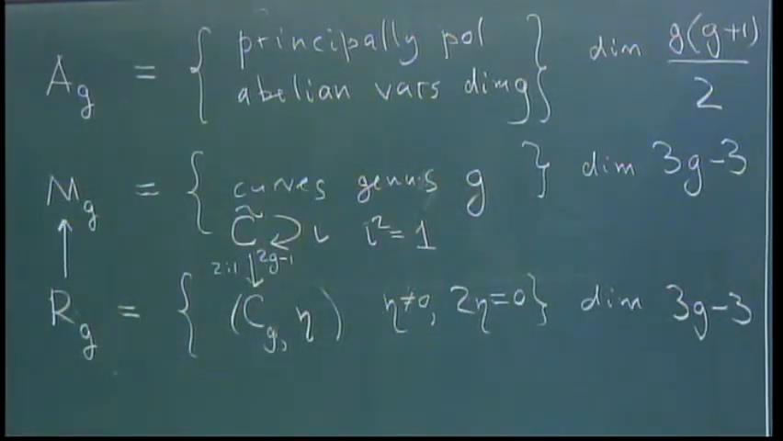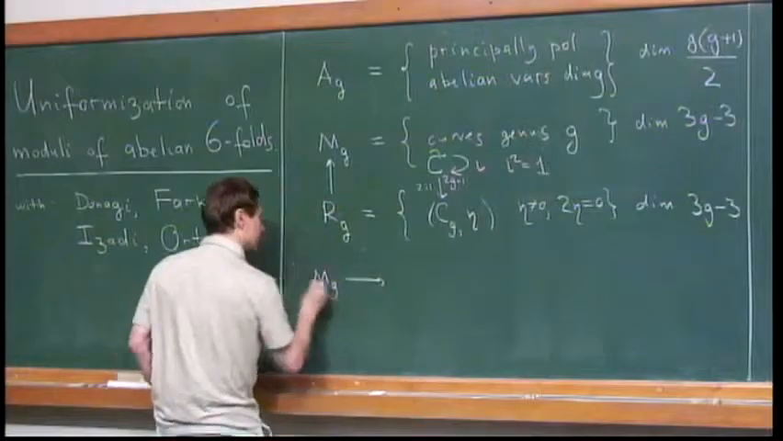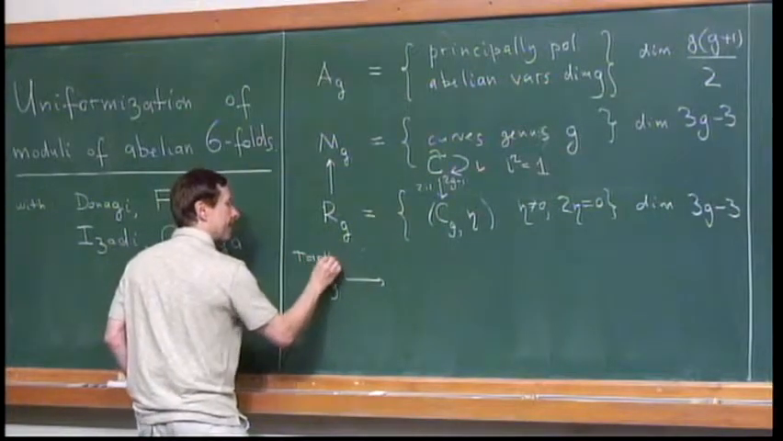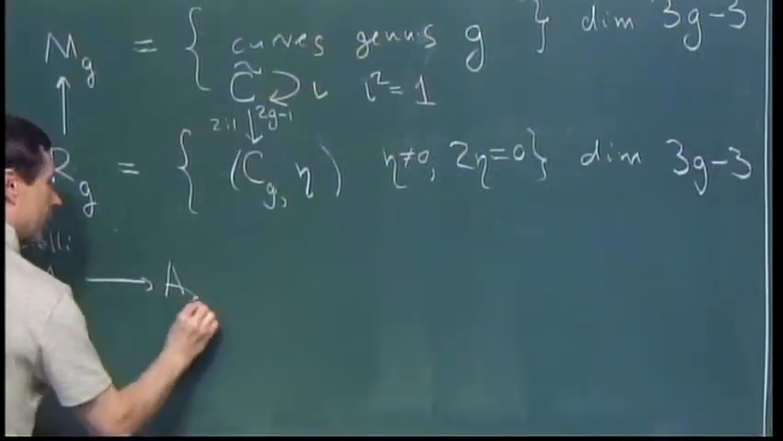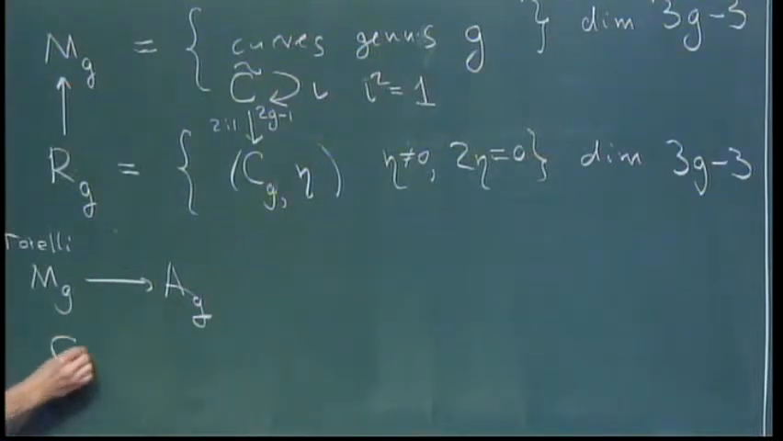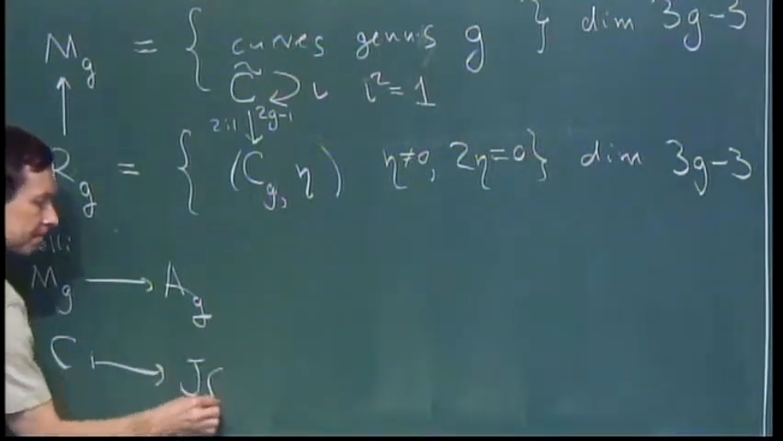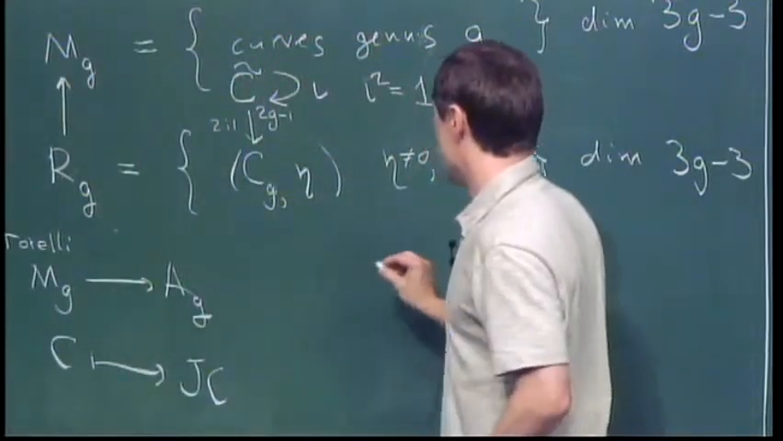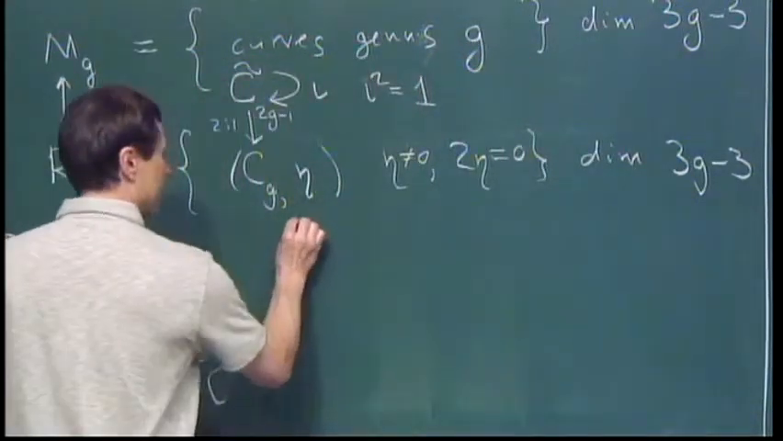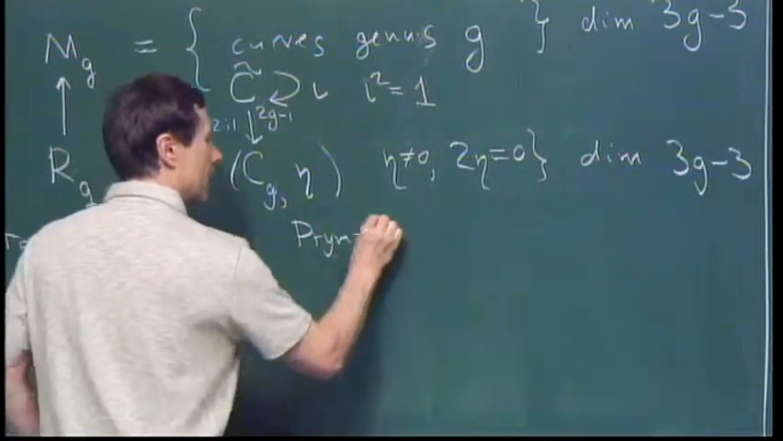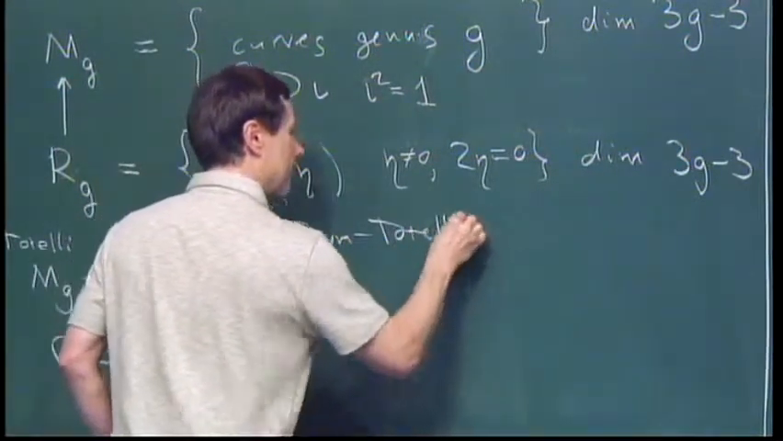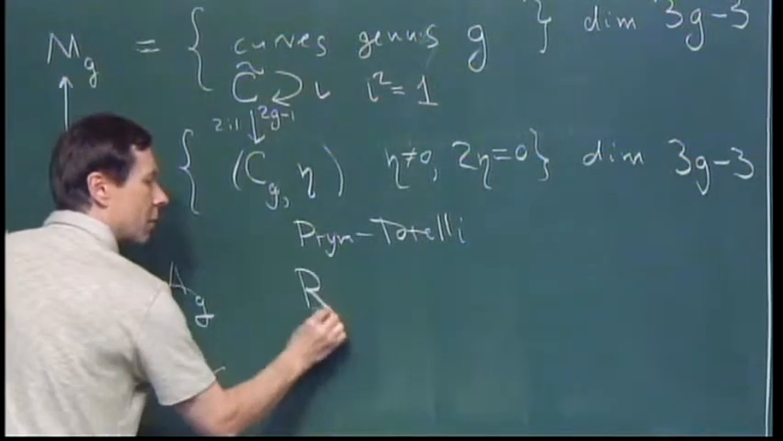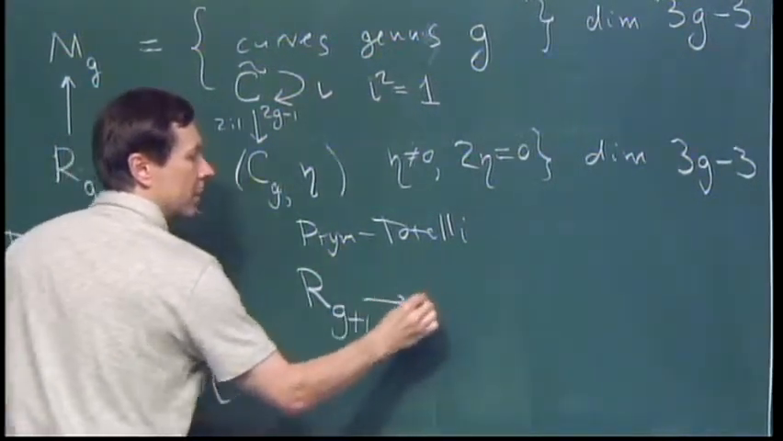And then there are some standard maps between these spaces. So we have the Torelli map from M_g to A_g, where a curve goes to its Jacobian. And then there is also another well-known map, which is Prym-Torelli. That goes from R_{g+1} to A_g.